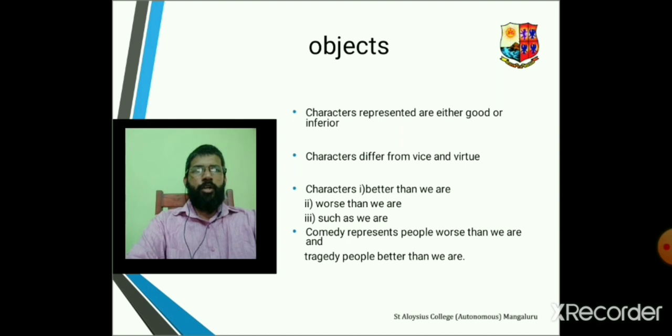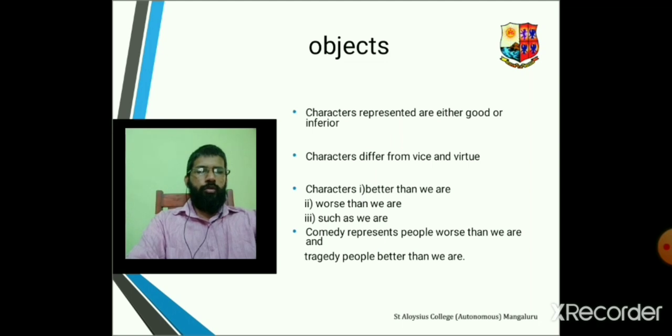The second one is the object. What do you represent, or whom do you represent? So the characters represented are either good or inferior. The characters could be too good, or they could be inferior. Now these characters differ from vice and virtue. So you have two different kinds of characters. One set of characters are very good, the other set of characters are not very good. So characters could be of three categories. They could be better than we are, worse than we are, or such as we are.